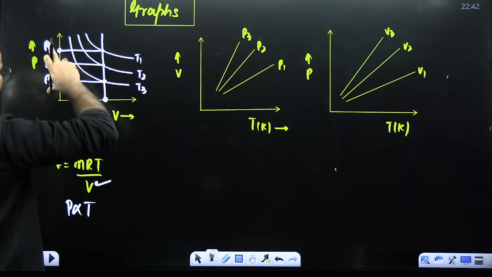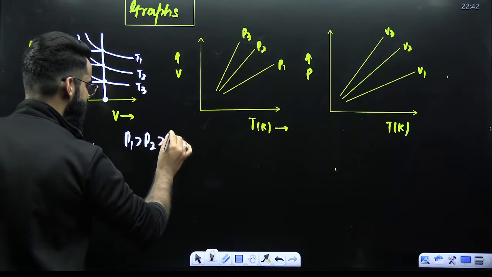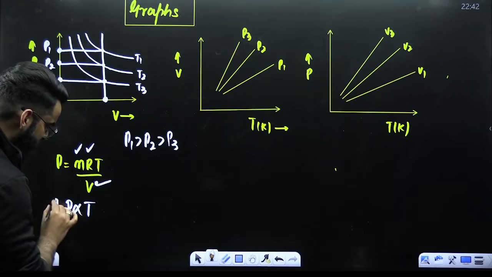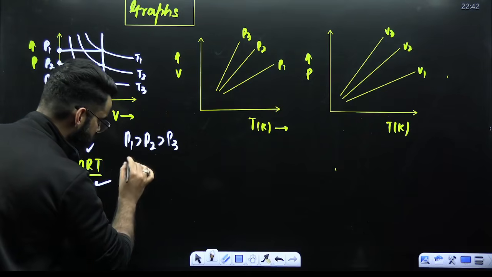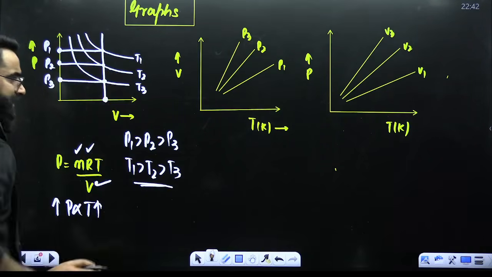Over here, if you look at these parameters, P1, P2, P3, can I say P1 is greater than P2, which is greater than P3? And we know more the pressure, more the temperature. So T1 has to be greater than T2, which has to be greater than T3, right?